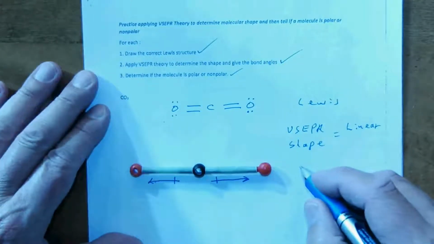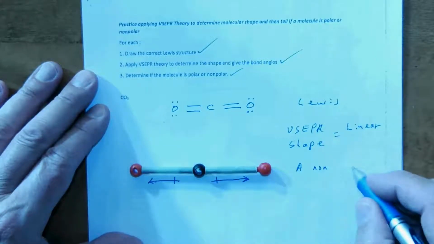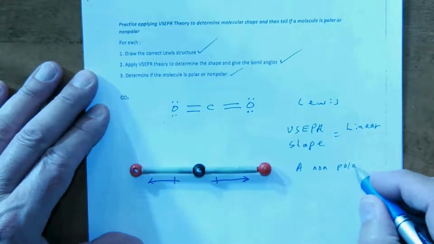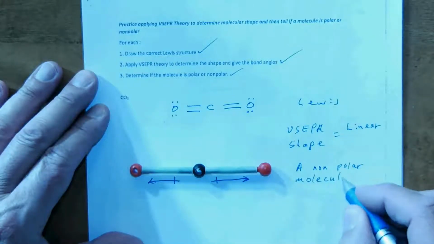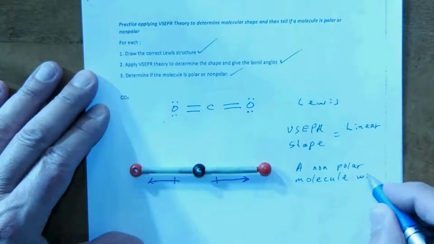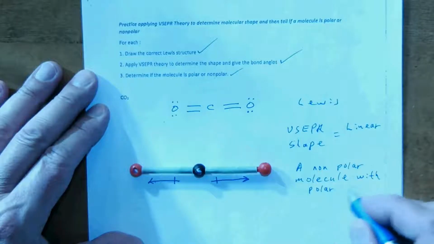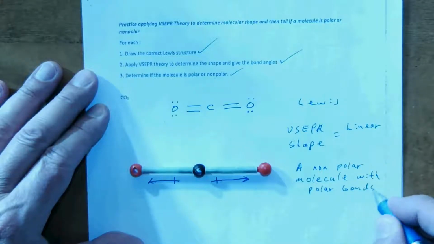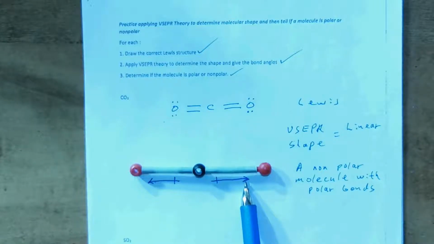So this is a nonpolar molecule with polar bonds. The individual bonds are polar. The molecule as a whole, not polar.